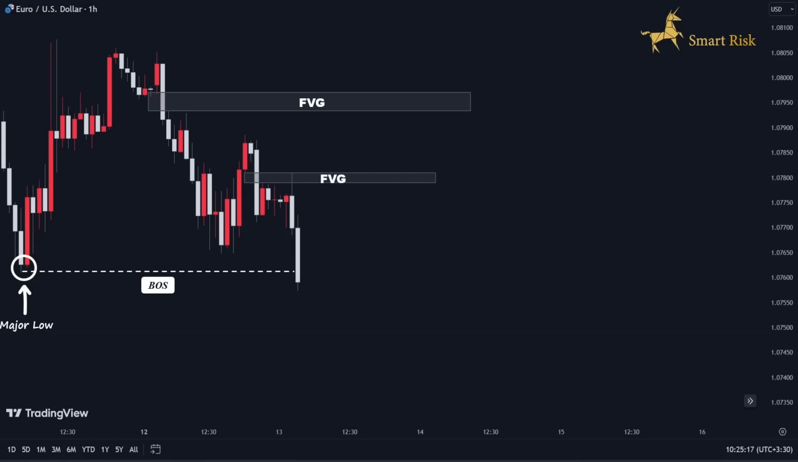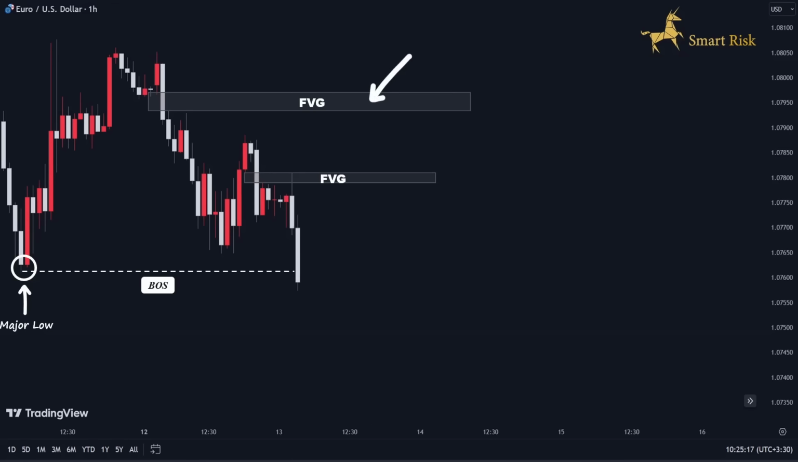However, it's crucial to note that this fair value gap is mitigated by the price, and we cannot consider it as a trading opportunity. So inside this bearish, impulsive movement, we've identified 2 fair value gaps. One of them was mitigated by the price action, while the other remains unmitigated, located at the extreme.